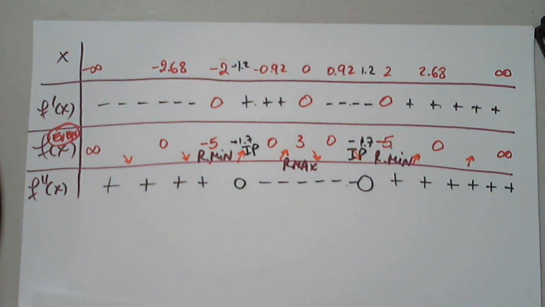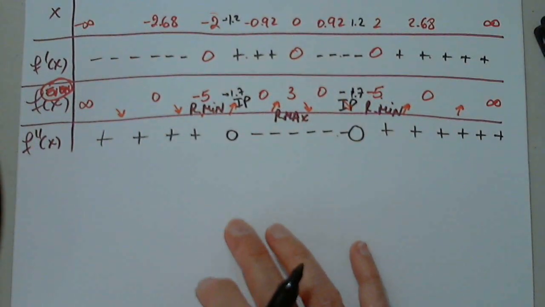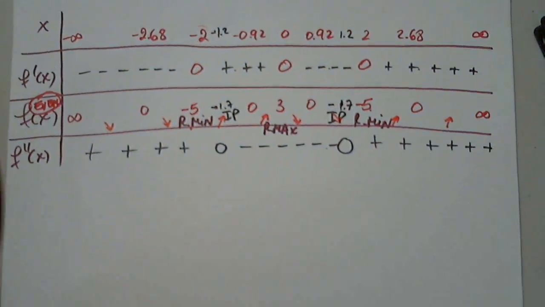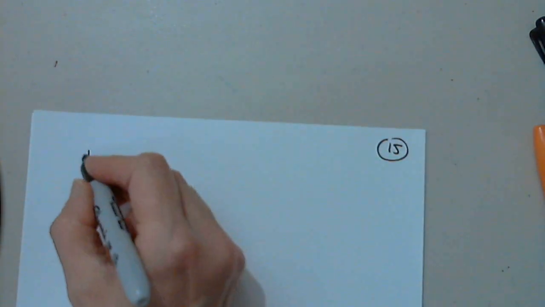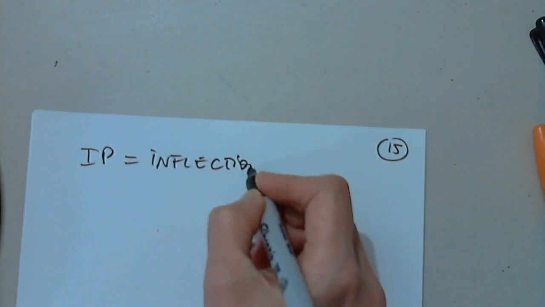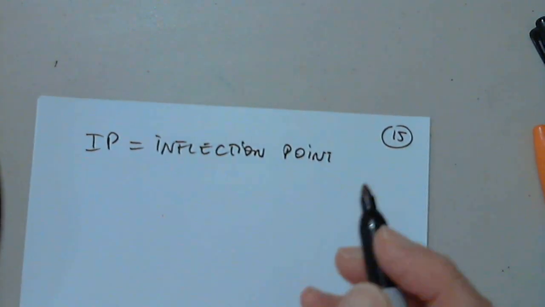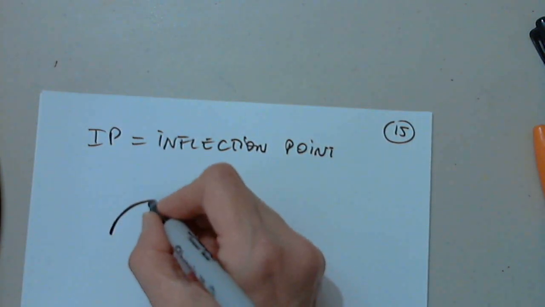Okay, let's discuss what that means when we say inflection point. So I can write it here. No, I want a graph here. So I'm going to write it on page 15. IP, or inflection point, is when a function changes concavity.